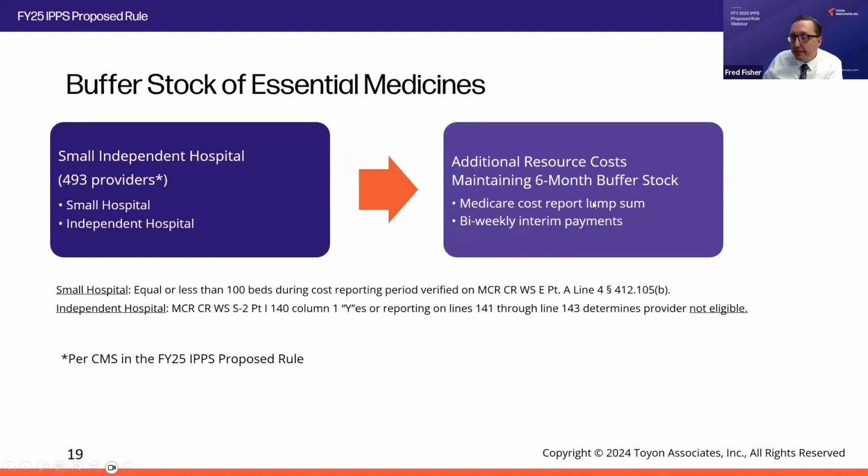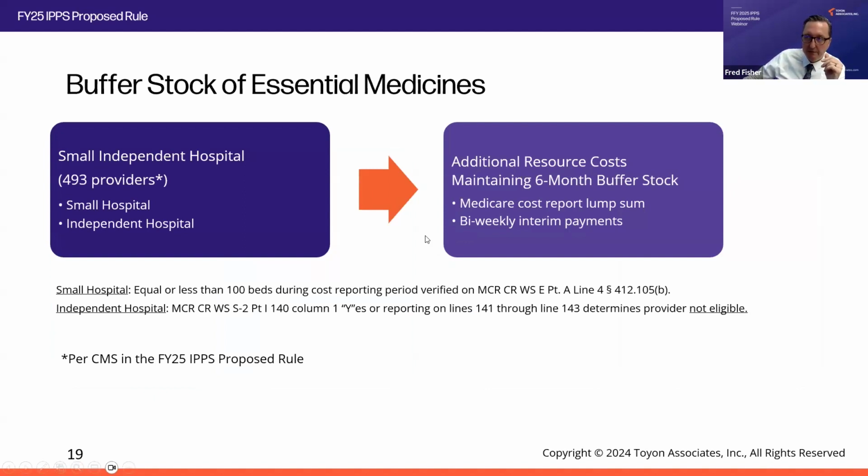If you are a small independent provider, CMS is proposing a 6 month buffer stock of medicine. Small provider is equal to or less than 100 beds. Independent means on the cost report, you're not showing that you have a home office. And so we kind of quoted what lines they're looking for there.